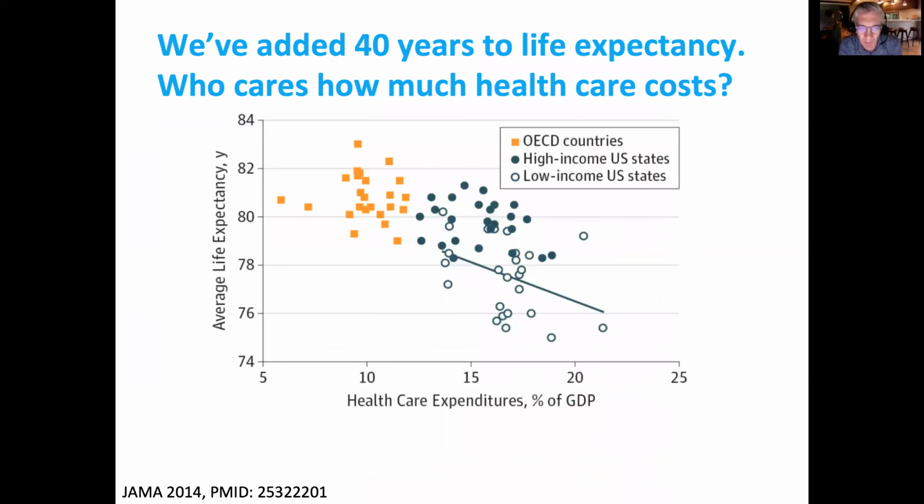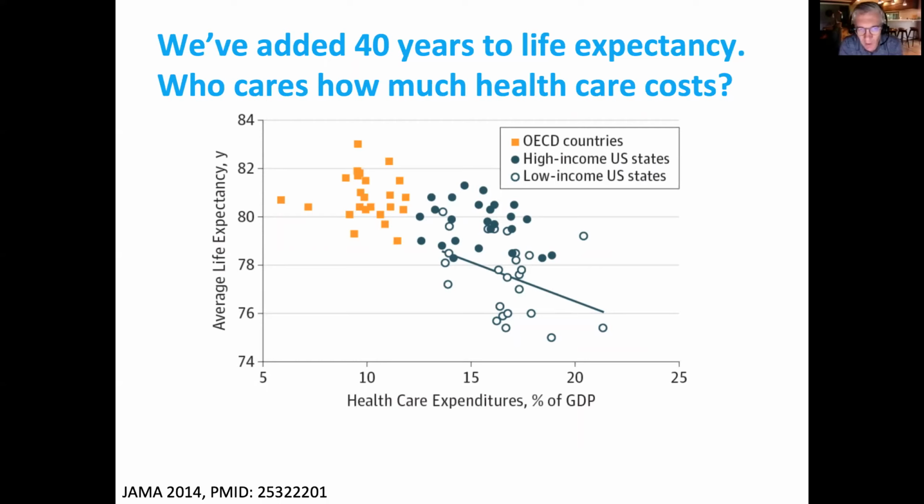So a cynic might say, in the last 100 years or so, we've added at least 40 years to life expectancy. That has to cost something. Who cares if we're spending a little extra money on healthcare to accomplish that? But I want to throw out some provocative data to you that suggests that maybe spending more on healthcare doesn't necessarily prolong life, at least beyond a certain threshold.